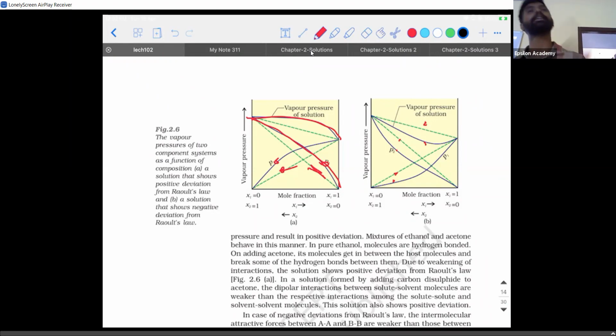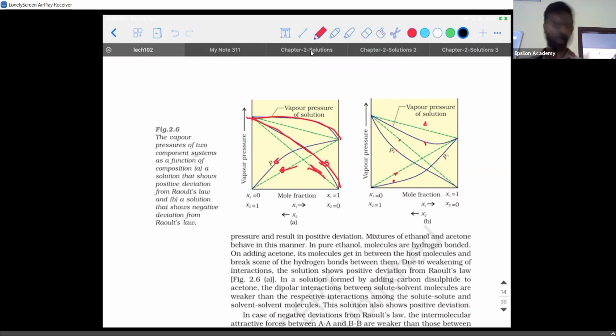So this graph is also very important. First of all, what are the types of non-ideal solutions? How are they coming into the picture? What are the reasons for them to show non-ideality? And what are the conditions for positive deviation? What are the conditions for negative deviation? Along with the graph, it must be there on your fingertips.